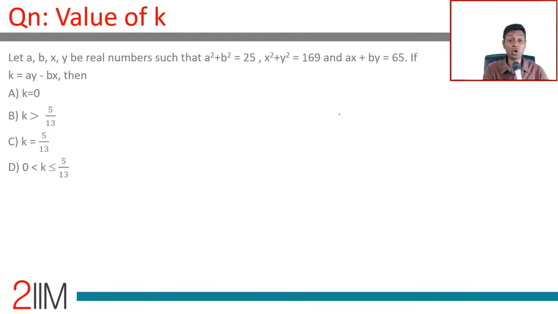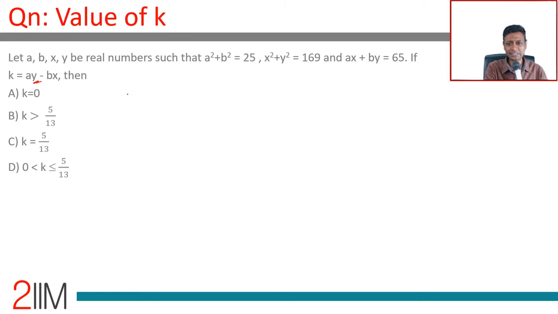I struggled long and hard for this question. For a long time I struggled with this question. It's a beautiful question. A square plus b square is 25. X square plus y square is 169. Ax plus by is 65. What is ay minus bx?